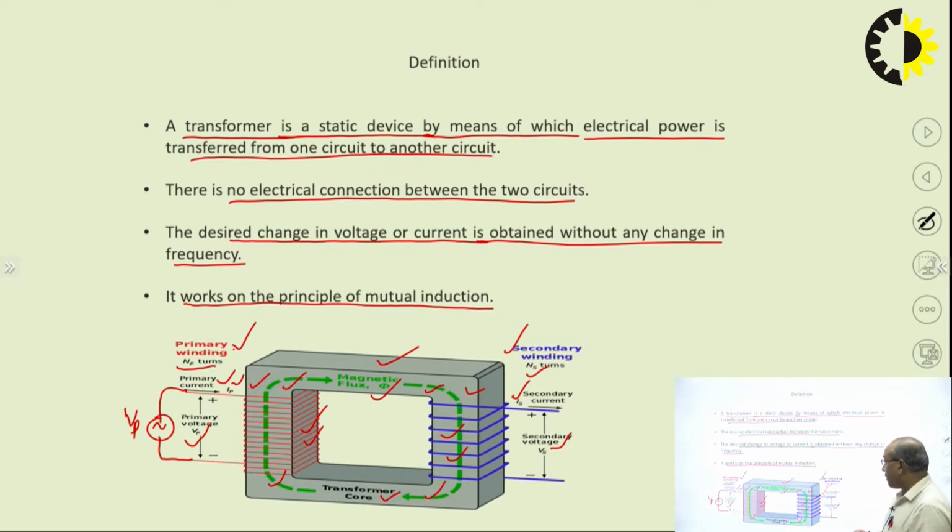As per Faraday's law of electromagnetic induction, the EMF is induced on both sides. E1, the induced EMF on the primary side, is given by minus Np d phi by dt. And similarly, the induced EMF on the secondary side, E2, is given by minus Ns d phi by dt.